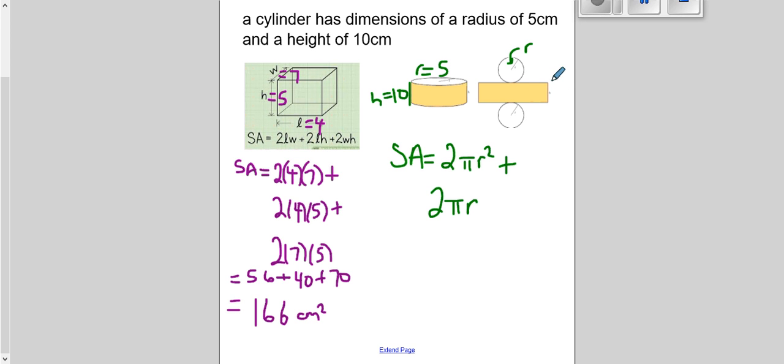And then we're going to multiply that by the height. So 2 pi r h. Okay, so now it's just a matter of putting in the numbers that we were given. So pi r squared, where r was said to be 5. So remember, that's our radius. So 5 squared, plus 2 pi r, which is 5, and then h, that's our height. And we said our height is 10.